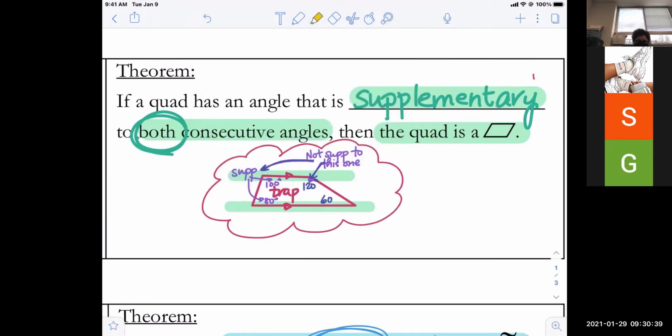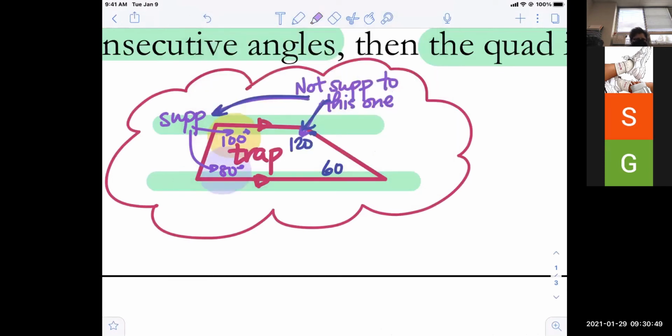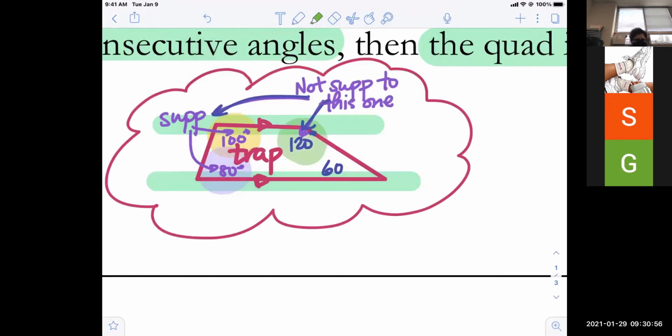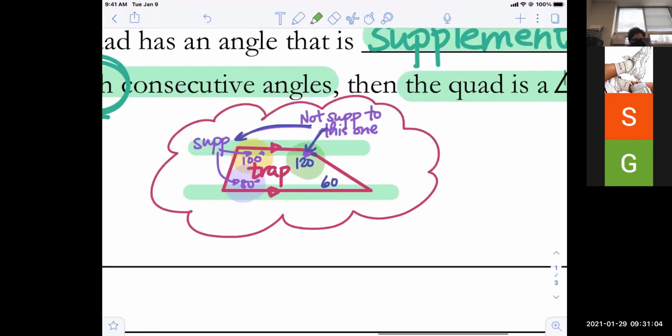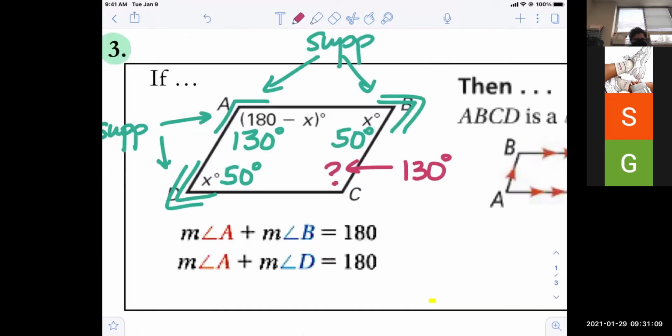Right. So this one, that 100 degrees, if this was going to be a parallelogram, it would have to be supplementary to the 80 degrees, but it would also have to be supplementary to the one over here, which it's not. Okay, and if it was, then that would force it to be a parallelogram. That's what we need for it to be a parallelogram. Okay, but you have to have one angle supplementary to both consecutive angles. So again, this one angle here has to be supplementary to each one on both sides of it.